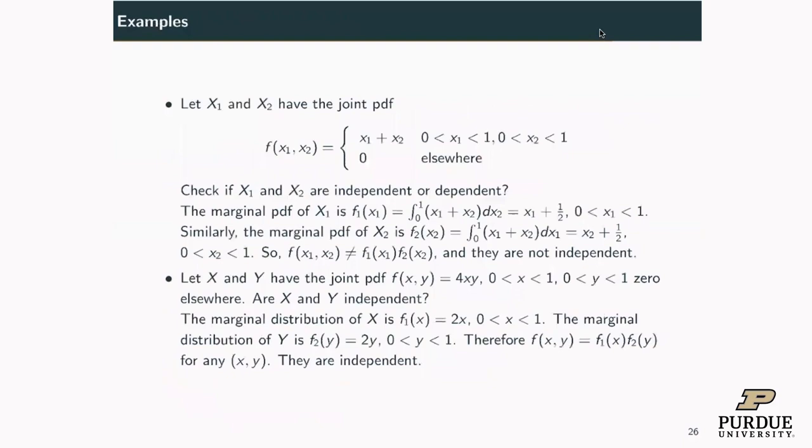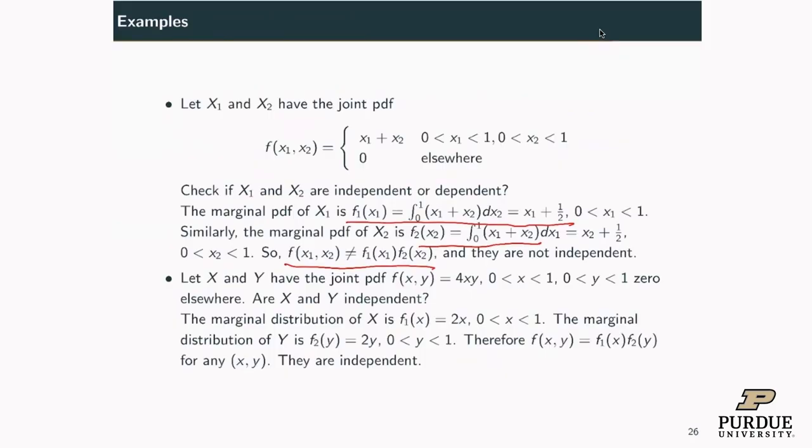Let's take a look at an example. This is an old example. This is a joint PDF. You can calculate the marginal PDFs by integrating out x2, and you can get the marginal PDF of x2 and x1. Now it's very easy to verify the product is not the same as the joint. So they are not independent.